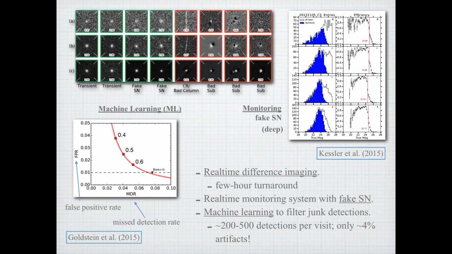The graph on the left shows you on the y-axis the false positive rate, and on the x-axis the missed detection rate. So if you look at that square that says 0.5, if we cut on a machine learning score at 0.5, you will have a missed detection rate of about 4% and a false positive rate of about 2.5%. So this was fantastic. We went down from literally tens of thousands of detections per night down to a few dozen.